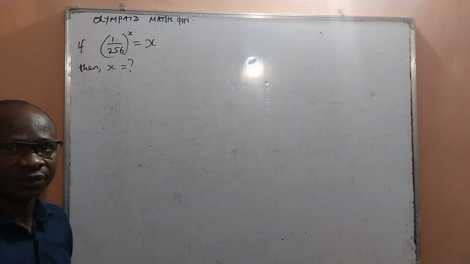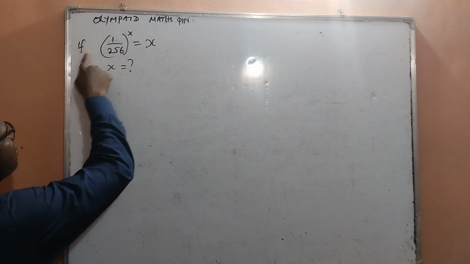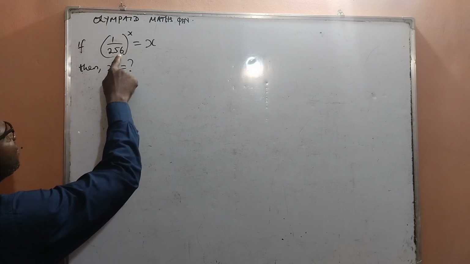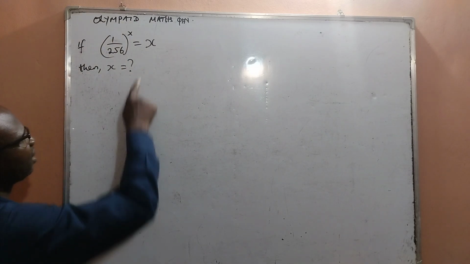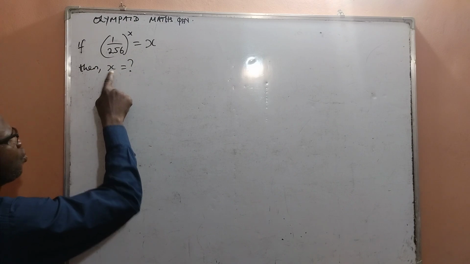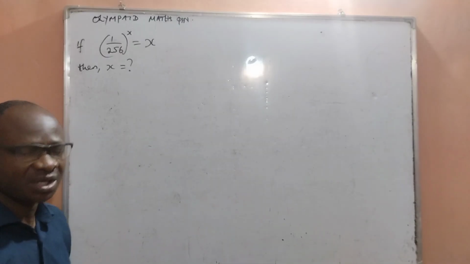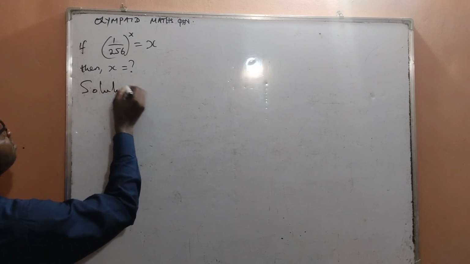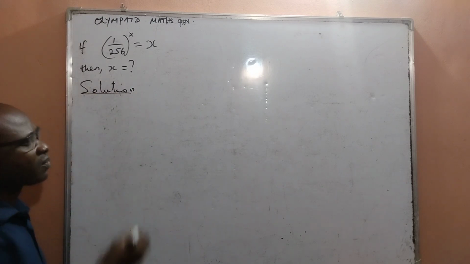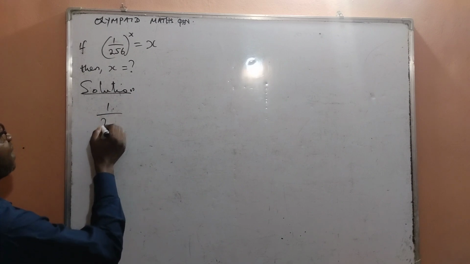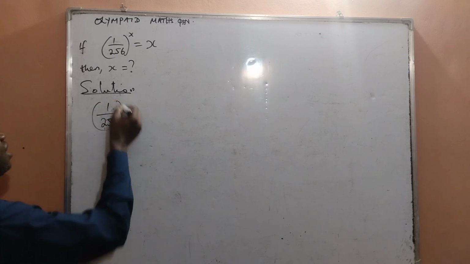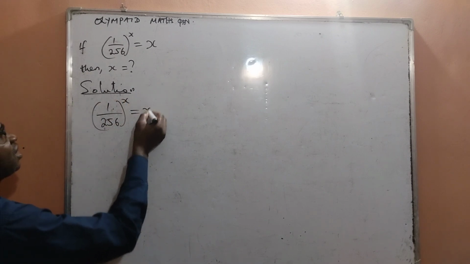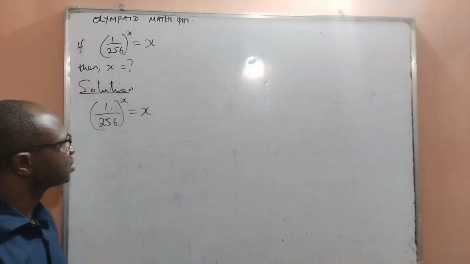Today we have the question: if (1/256)^x is equal to x, then what is the value of x? Solution. The given question is 1 divided by 256, everything raised to the power x, is equal to x.